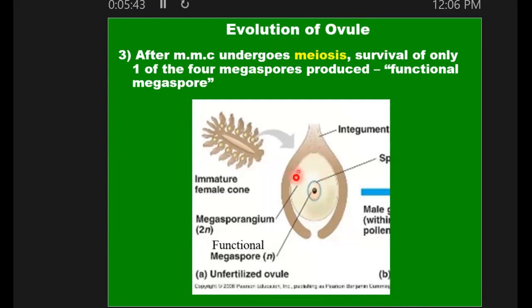But you can see that it's still being held within the megasporangium tissue. It's protected really nicely. And then around that, you have the integument with even more protection. Once that functional megaspore is formed, it's now in the haploid phase, okay? But the megasporangium tissue that it's inside of is actually a diploid phase, right? But that functional megaspore, because it went through the meiosis process, has half the number of chromosomes.